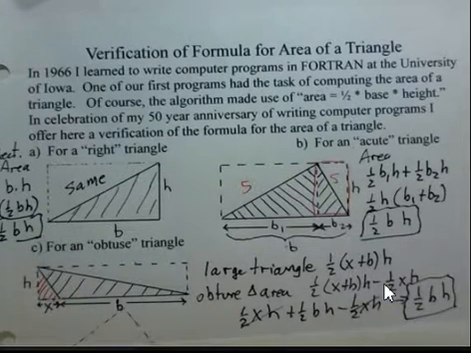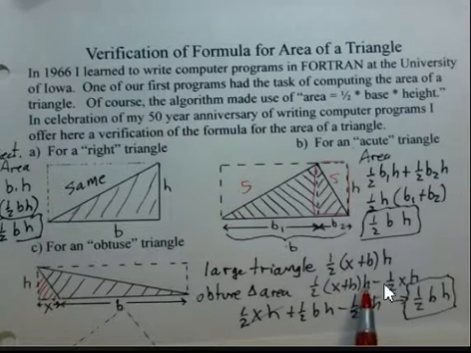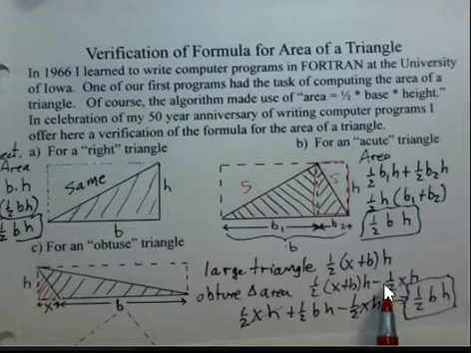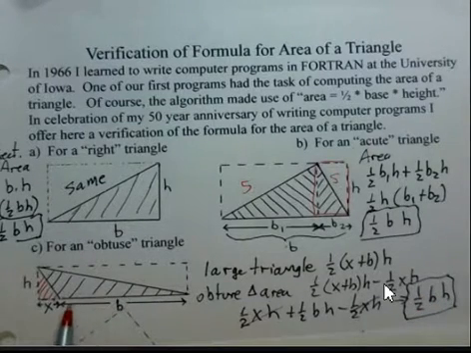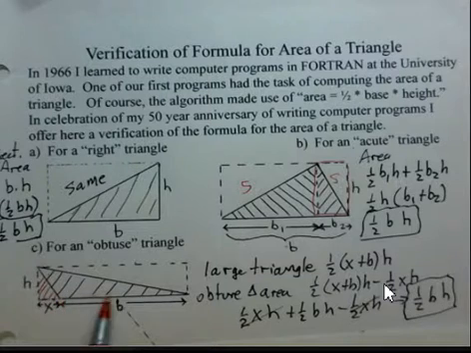And just expanding this out, 1/2 times x times h, that's a term. 1/2 times b times h, that's a term. And we've got minus 1/2 xh here. So the 1/2 xh minus 1/2 xh is 0. And we're just left with 1/2 base times height, as we should be. The area of the triangle has been verified. 1/2 base times height. That works for an obtuse triangle.